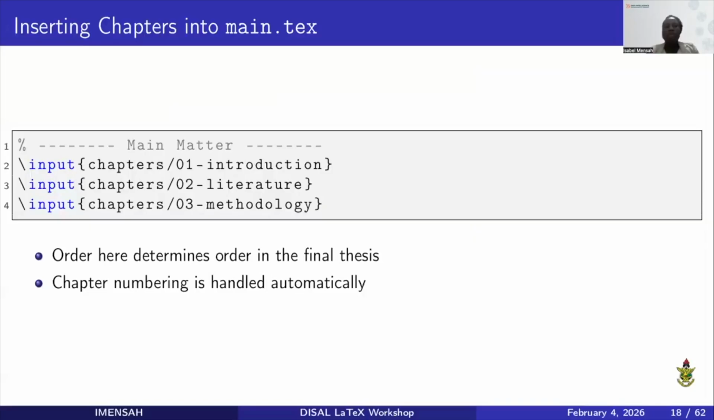Here, the order is very important because it determines the order of the final thesis. And the chapter numbering is also handled automatically. Remember that before you start bringing in your main chapters, if you have not specified it in the .sty style files, you have to indicate it here that your page numbering should be Arabic, because you are swapping over from the Roman numerals you started off with for the front matter.